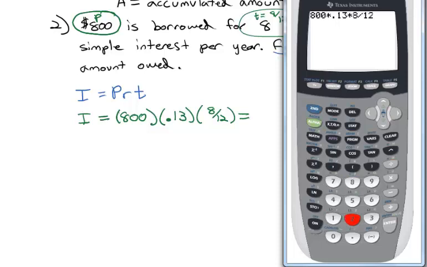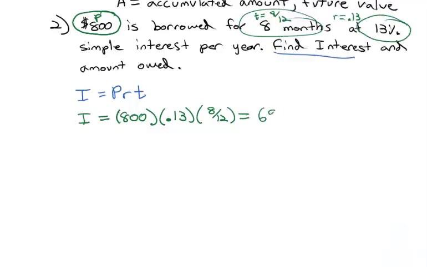And when we hit enter, we find out the interest there is 69.33. So 69.33. Rounded to the nearest dollar, that is the amount of interest we've earned.